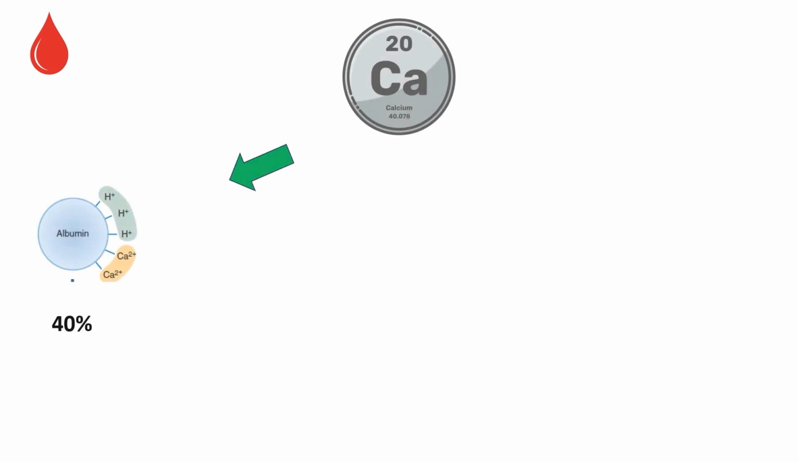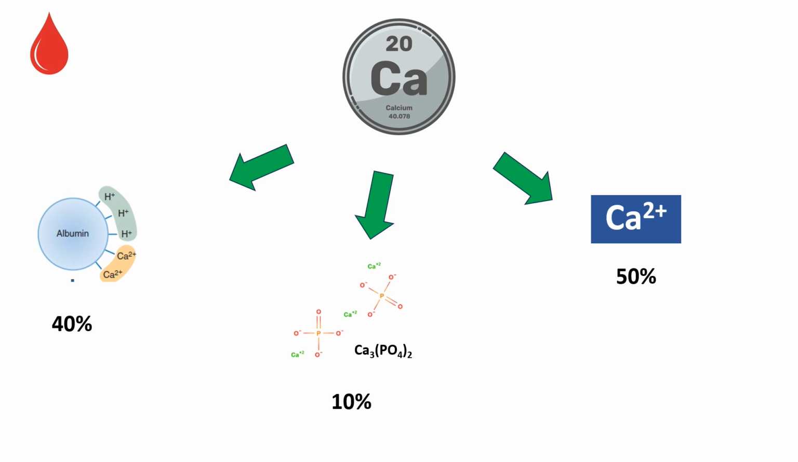40% of the total calcium in the blood is bound to plasma proteins, especially albumin. The remaining 60% is unbound and ultrafiltrable. It exists either complexed to anions, such as phosphate, or as free ionized calcium, which is the biologically active form.